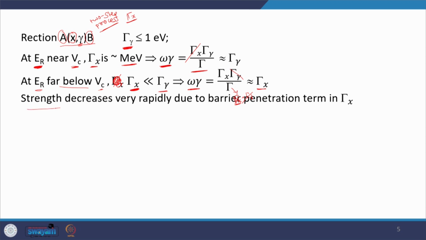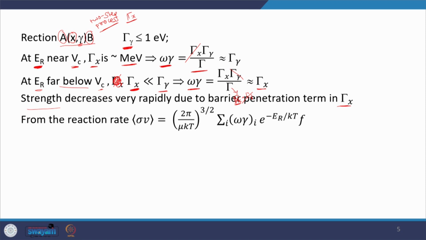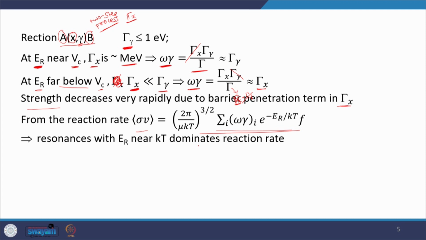The resonance strength decreases very rapidly due to the barrier penetration term in the formation width. Why? Because the formation partial width considers the barrier penetration phenomenon, not the decay width. This you have to understand. And from the reaction rate, we can write down this equation which I have shown in the previous slide. I am continuing with that. From this reaction rate, you can see this term especially. Please pay attention here. This is very important.